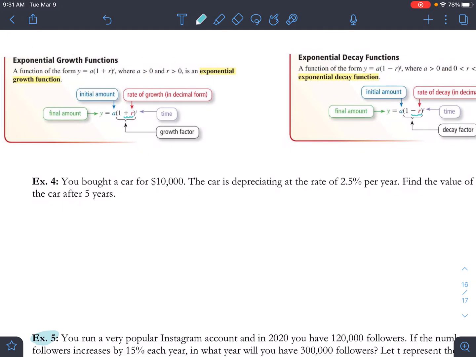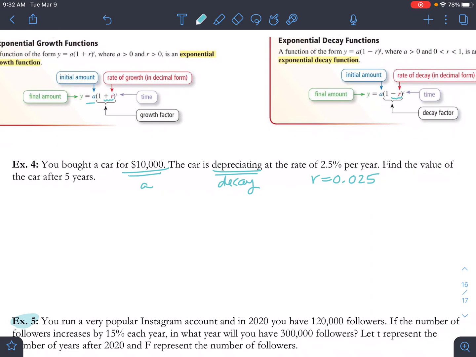So take a look at example 4. You bought a car for $10,000. That would be the initial amount, which in this case is lowercase a. I'm sorry to use different letters; I'm just going to go off of these 2 equations here. The car is depreciating, or decaying, I know that sounds a little bit dramatic, at a rate of 0.025, 2.5%. Find the value of the car after 5 years. So we're going to look for y, which is the final amount, after 5 years.